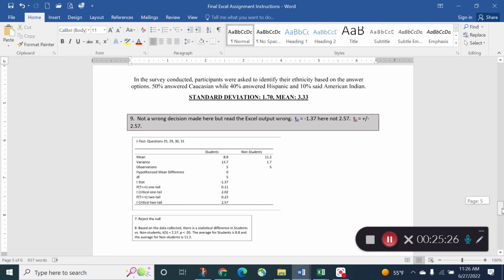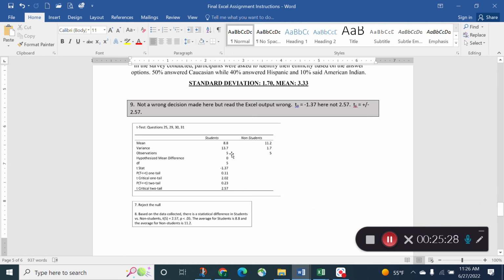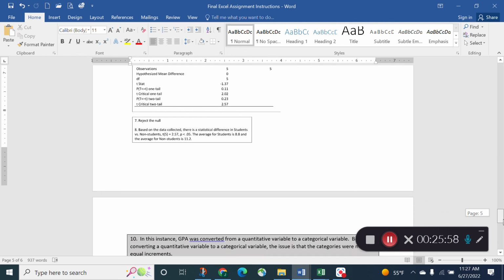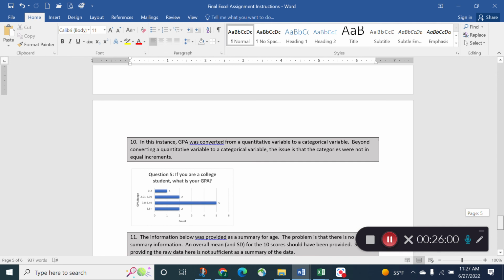Here is someone who, again, this was the feelings about COVID stuff. They had students versus non-students. So again, this is a little bit different than what you guys are doing, but they actually just read this output wrong. So here is their t observed, minus 1.37. Here is their p-value, compare that to alpha. So this should have said there was no significant difference. So just be sure that you read your output correctly.